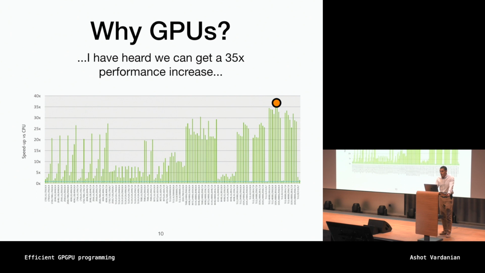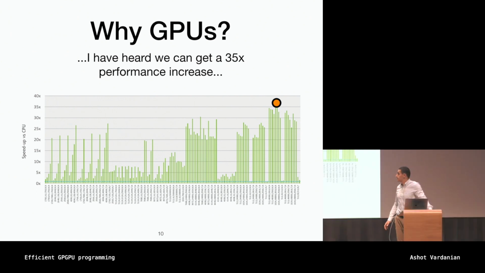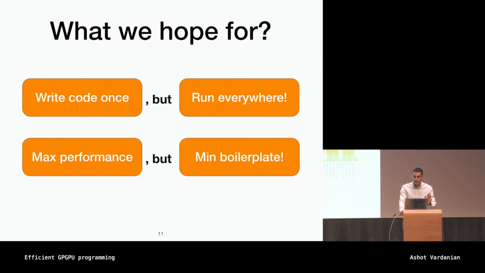So why GPUs? Many of us have seen charts like this. This is some kind of a speed up for random algorithms comparing the performance on the CPU to the GPU performance. And very often they claim outrageous numbers like 35x improvement. It sounds amazing, but I'm not really sure that it's all that easy and shiny.